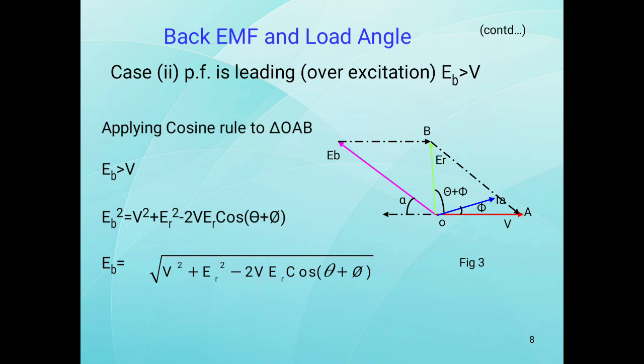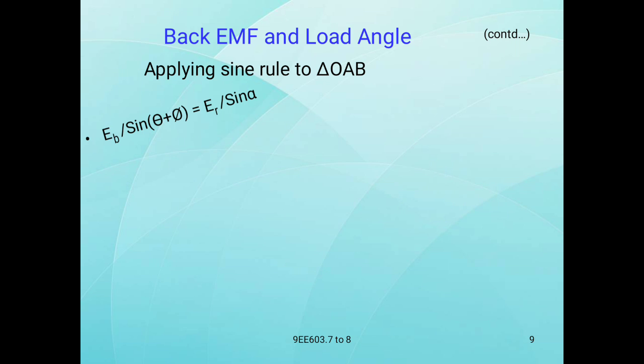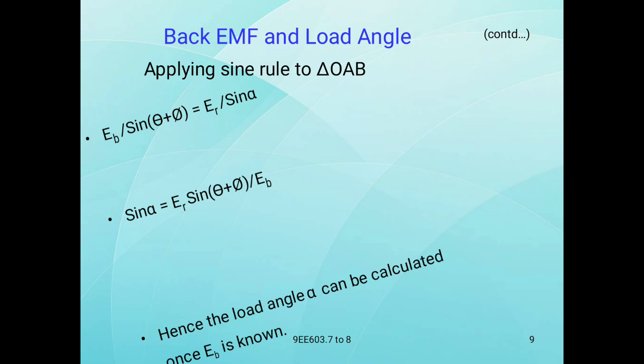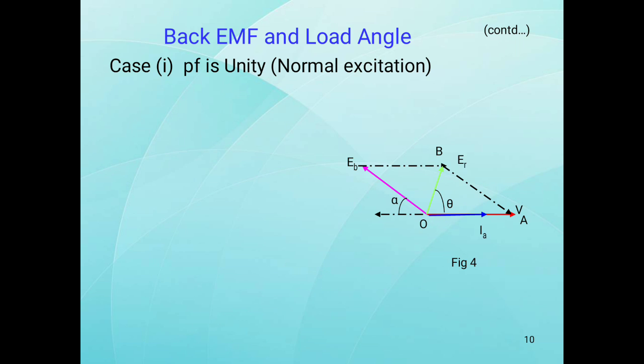Next, EB by sin theta plus phi is equal to ER by sin alpha. Observe this one. So sin alpha is equal to ER sin theta plus phi by EB. Hence the load angle alpha can be calculated once EB is known.